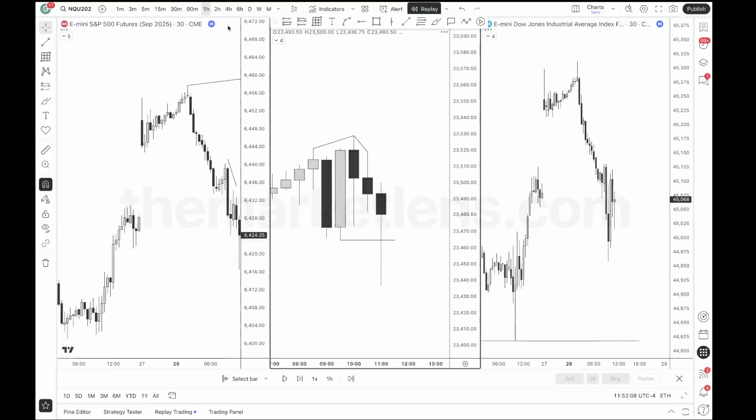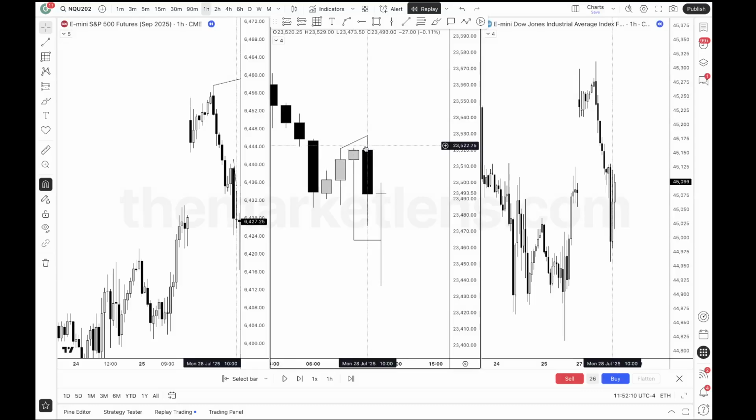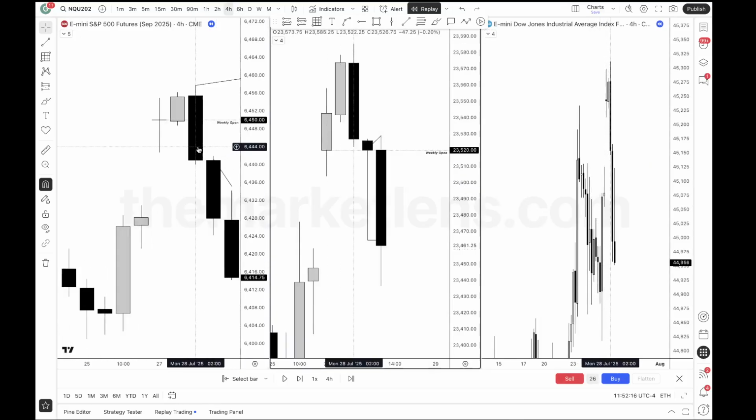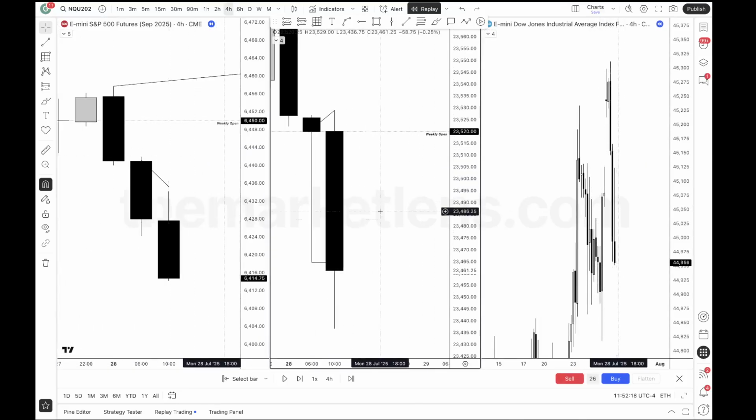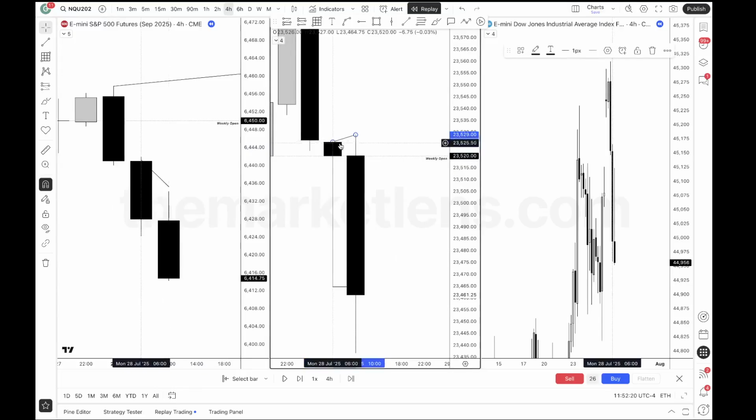So if I go on the hourly chart, it's just a candle 2 reversal. It's a 10 a.m. reversal, right? Is that off the previous 4-hour high? Yeah, it is, right? There's also a 4-hour SMT here.